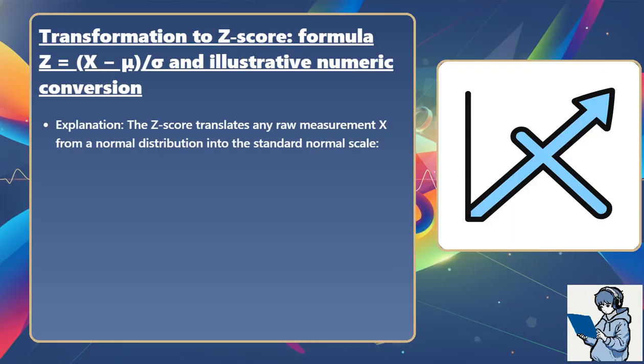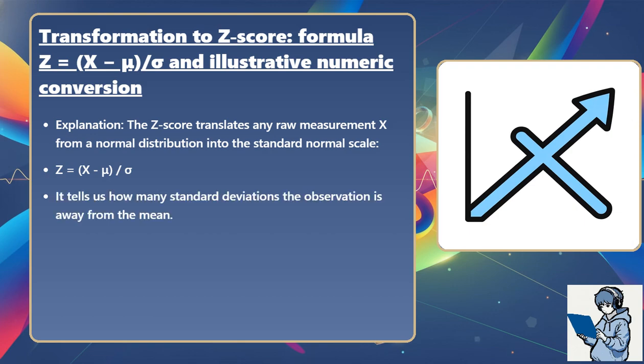Explanation: the z-score translates any raw measurement x from a normal distribution into the standard normal scale. z equals (x minus mu) over sigma. It tells us how many standard deviations the observation is away from the mean.